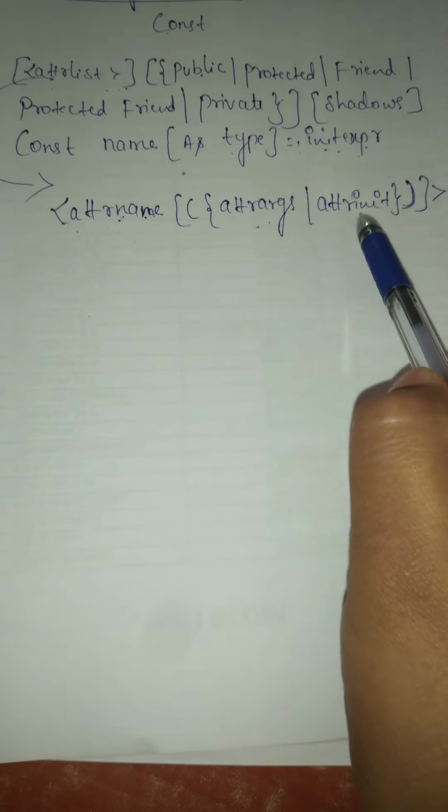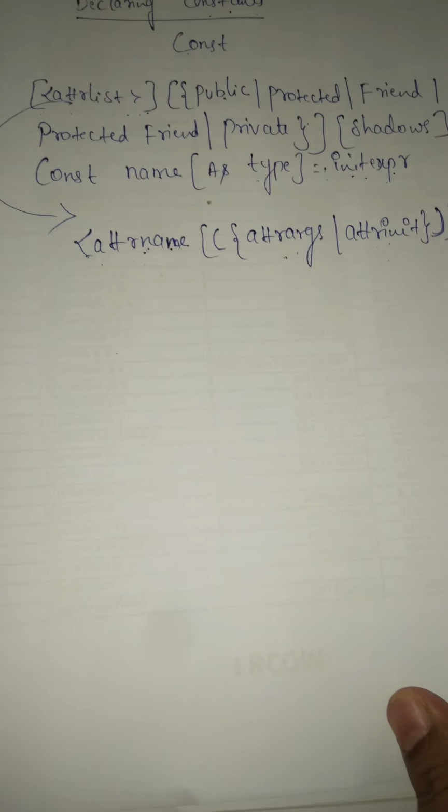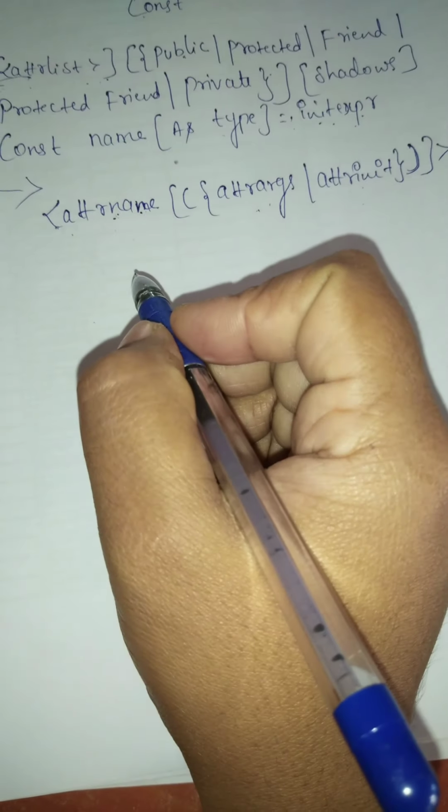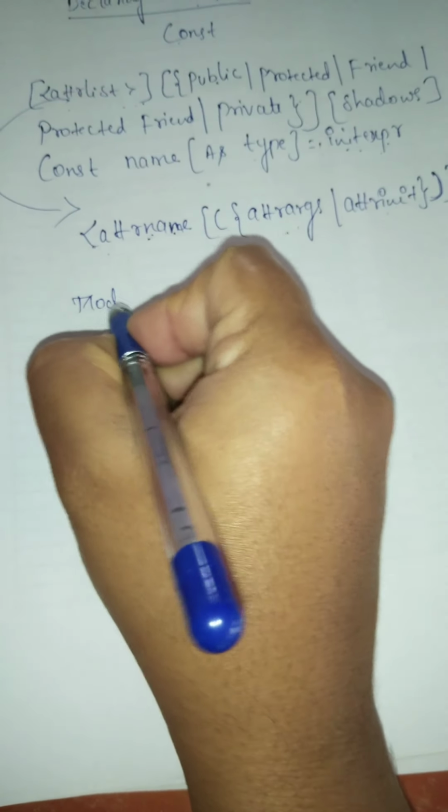This is the general syntax of what? Attribute list. So here consider one module in order to find out the area of a circle. What is the formula in order to find out the area of a circle? That is pi r square. So here pi is a constant value, right? Always the value of pi is taken as what? 3.14159.